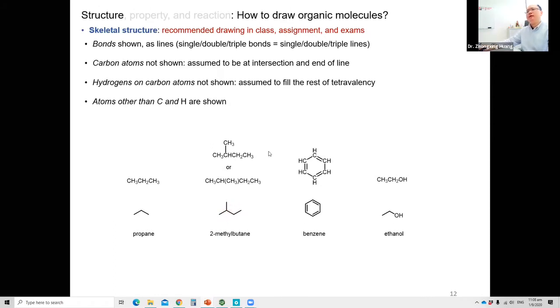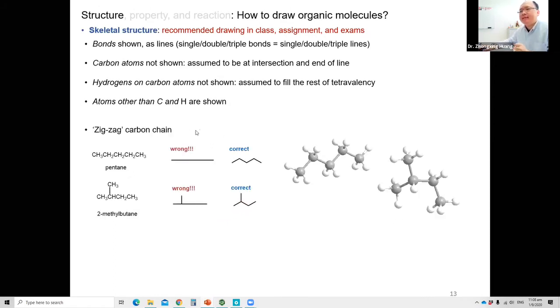One thing is that for those 5 carbons here, you cannot just draw a line and say, "Oh, Dr. Huang, I meant the 5 carbons." It's ridiculous, right? How can I know you have 5 carbons? So for the carbon chain, you have to do the zigzag.